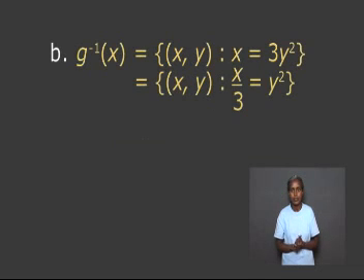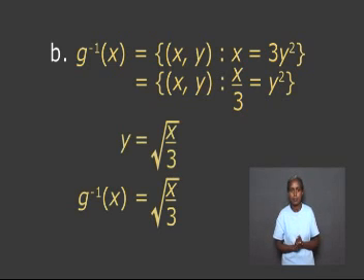The inverse of function B is found the same way. First, both sides are divided by 3, and both sides are solved for their square root. This leaves us with the equation y equals the square root of x over 3. This is not a function.